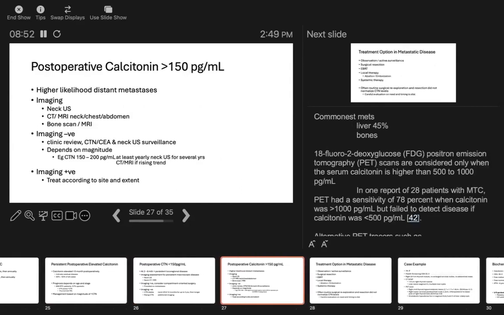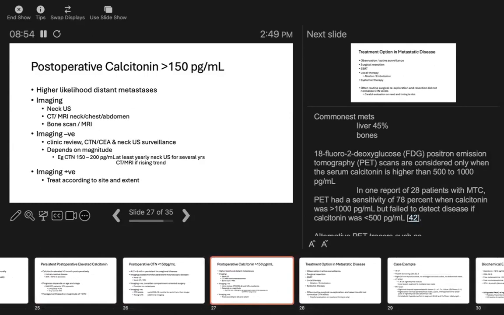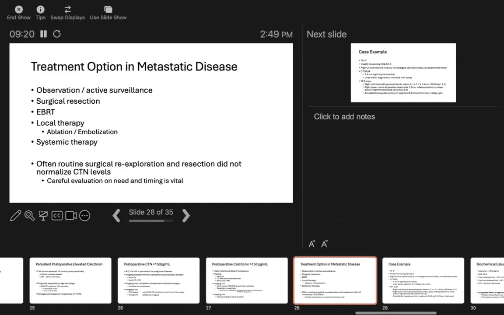If it's more than 150 pg per mL, then there is a higher likelihood of distant metastasis. Then you extend your imaging to the whole body. You can even do a bone scan or MRI. There's also the possibility to do a PET scan or those kinds of things. And then clinical review continues. If the imaging is negative, then you tone down the rate and the aggressiveness of your review. If imaging is positive, treat it accordingly.